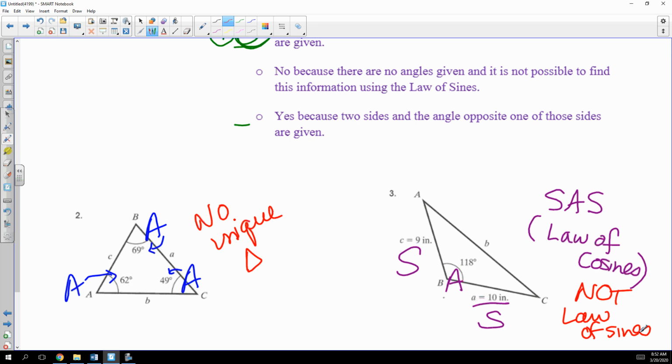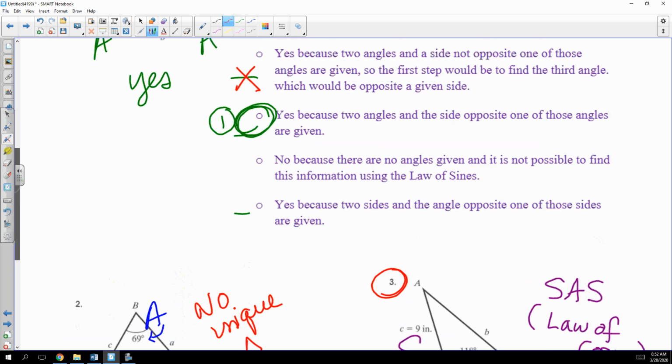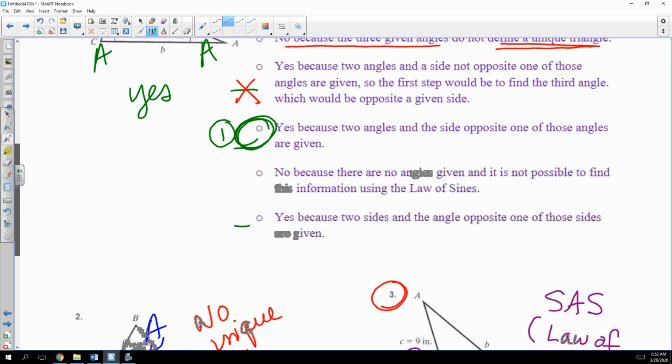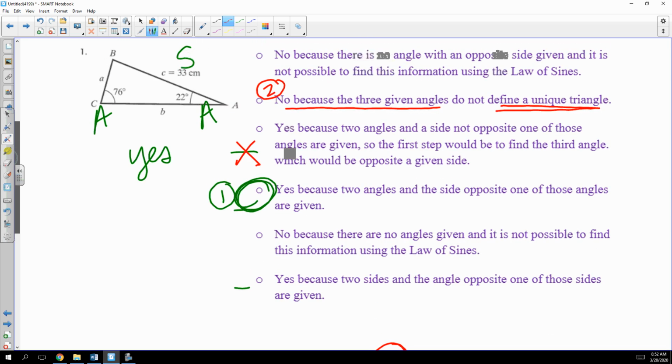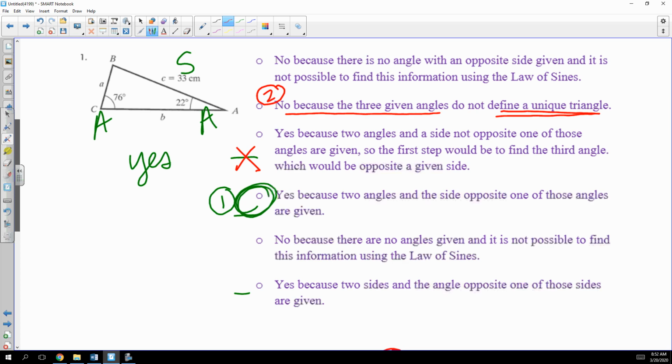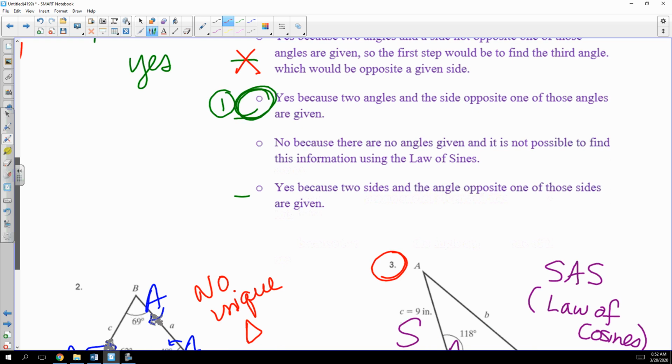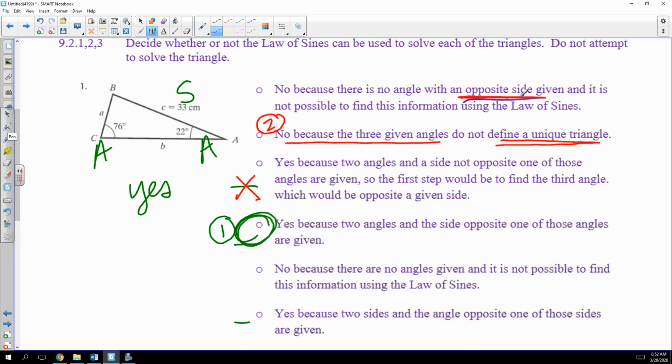And then the reason for this problem number 3 right here is going to be something, let's see. It's not going to be no because no angles are given. It's going to be no because there's no angle with an opposite side given. No angle with an opposite side given. So this will be the correct answer for number 3. I probably should have put that in purple, but no. This will be number 3 because there's no angle with an opposite side given.